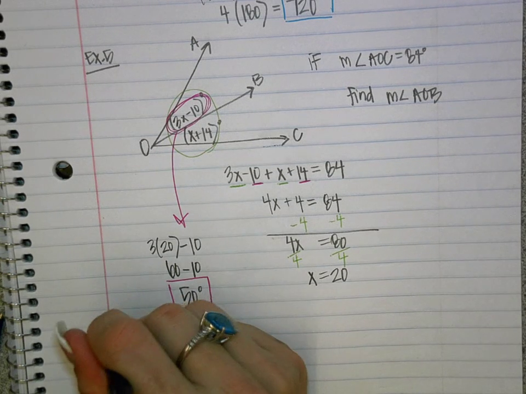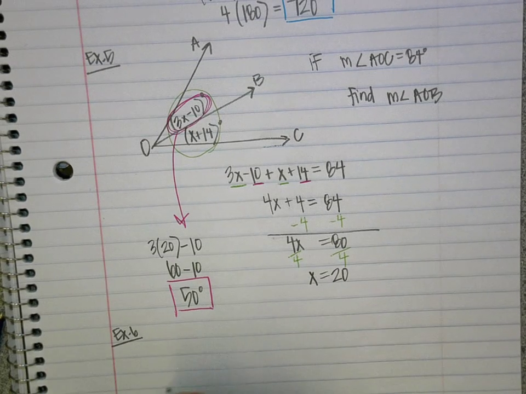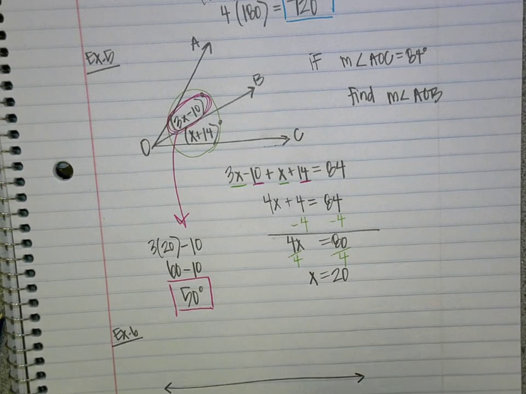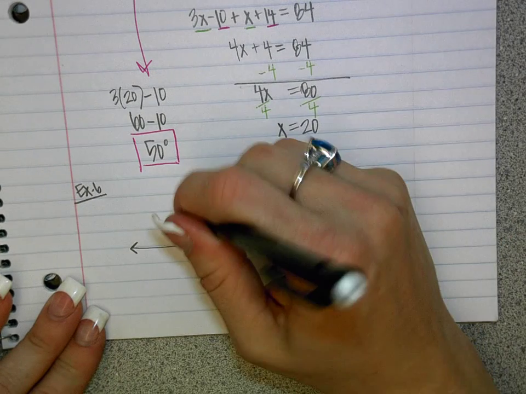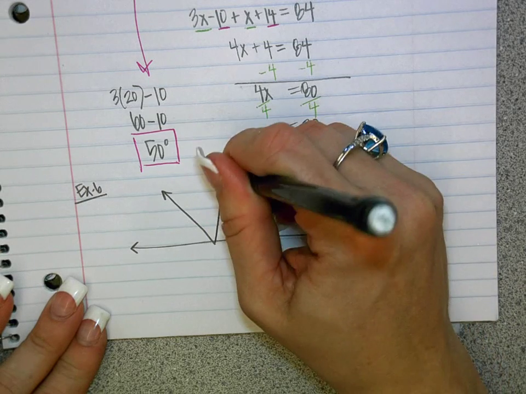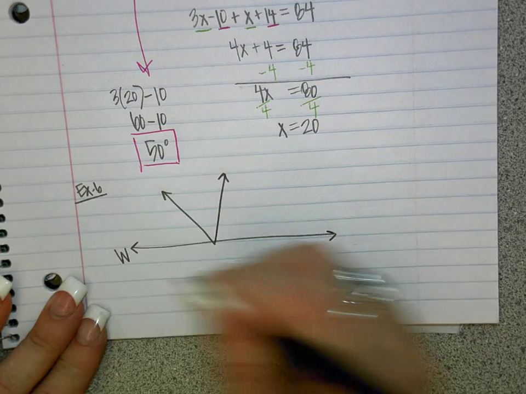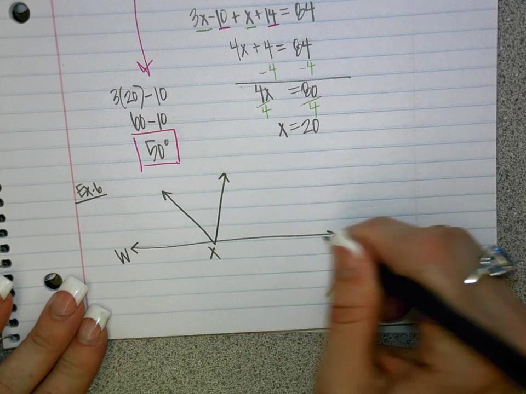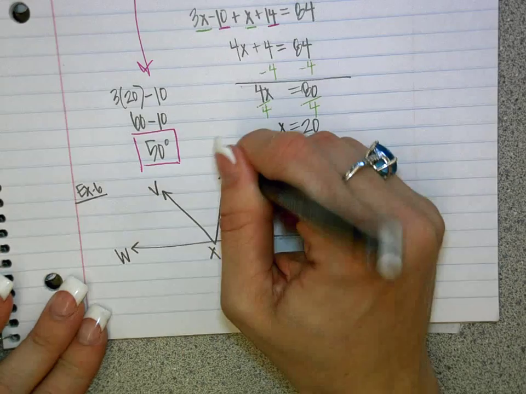Anybody have questions so far? Not too bad. Okay. How about for this one? If I give you a flat line and I cut it in a couple places here, and I'm going to label this. This is W, X, and Z. This is V, and this is Y.